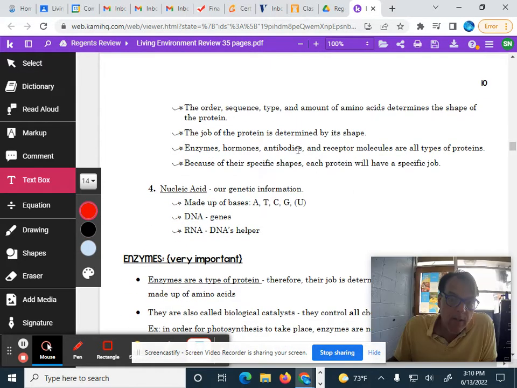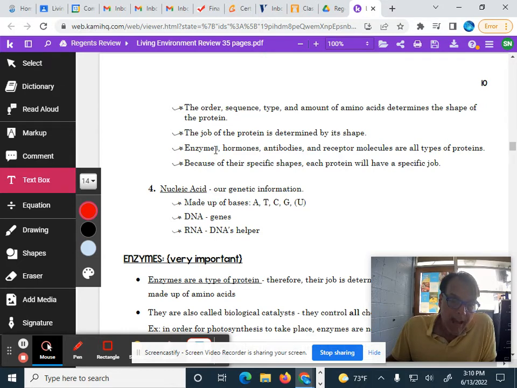The order and sequence of the amino acids determines the shape. Enzymes and hormones and antibodies and receptor molecules are all types of proteins. They're definitely going to show you this idea of having a complementary shape on your test. You have to understand that only things that have complementary shapes will react. Lock and key model.